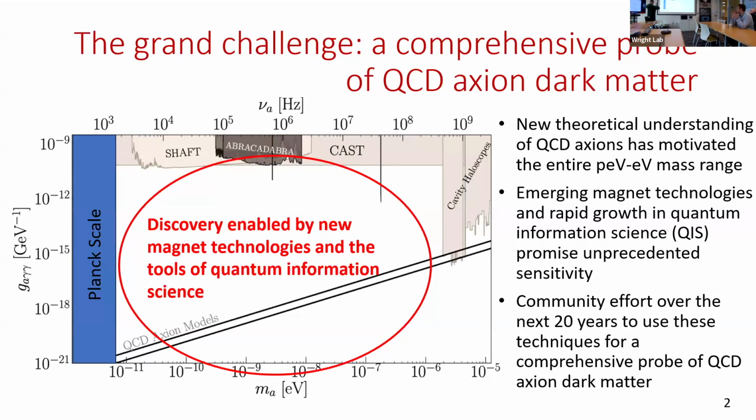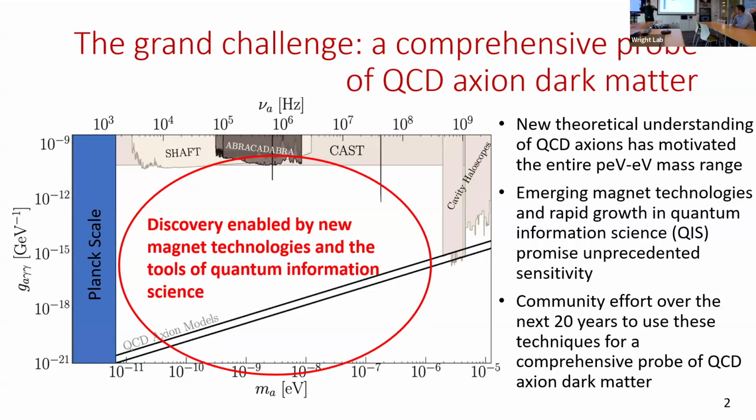So I know not everyone here may be looking for QCD axions, so I'll give the motivation for looking for them now, which is this very exciting scientific and technological convergence that has occurred. Over about the last decade, there have been new theoretical insights into the QCD axions, in particular their production mechanisms in the early universe. And this has really motivated this entire pico-eV to eV mass range for the QCD axion. So that's the science side.